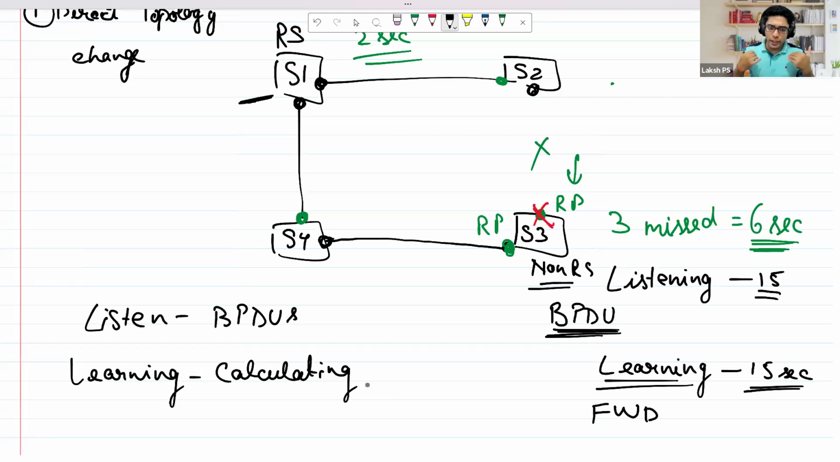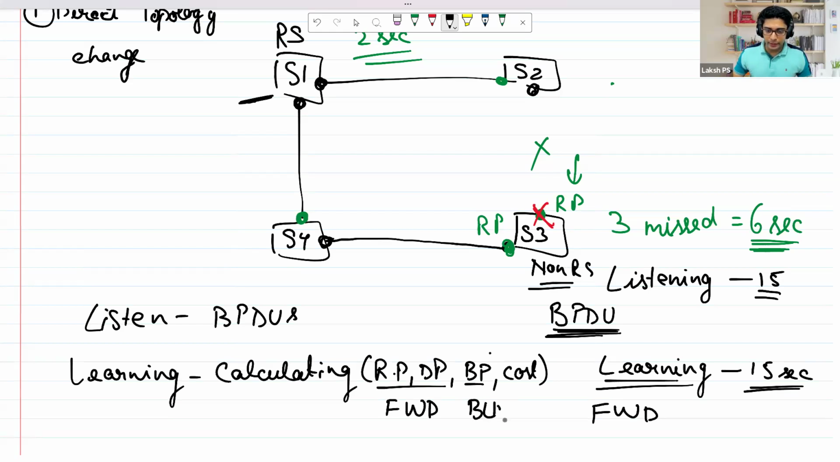If it is a root switch, it already knows all the interfaces are supposed to be designated. If it is a non-root switch, it needs to calculate a few more things: which is going to be a root port, which is going to be a designated port, which is going to be a block port. What is the cost to reach the root switch? All this calculation is happening in the learning state. And when finally that is done, based on that calculation, root port and designated port will move into a forwarding state. Block port will go into a blocking state.